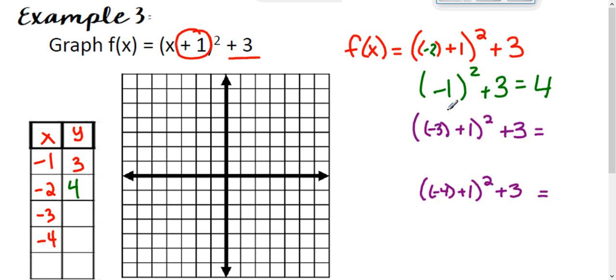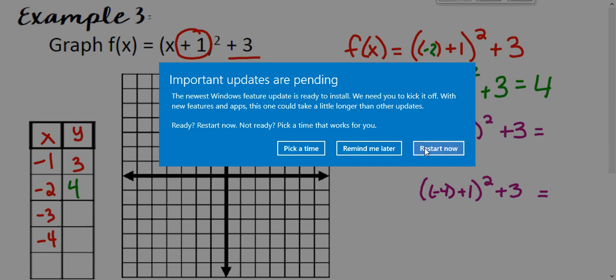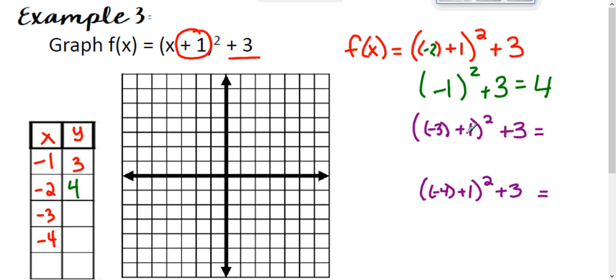Okay, so when you plug these in, we end up with a -2 squared, which is 4. Then plus 3 is going to be 7. And then here we get a -3 squared, which is going to be 9. And 9 plus 3 is 12. So we have in our table then, I'm putting in a 7 and a 12.